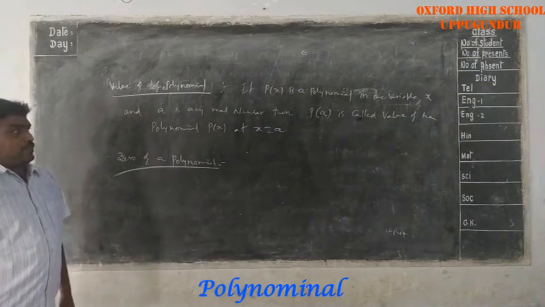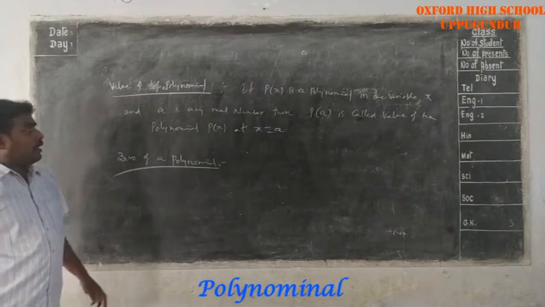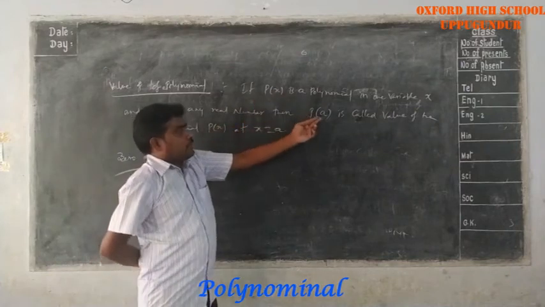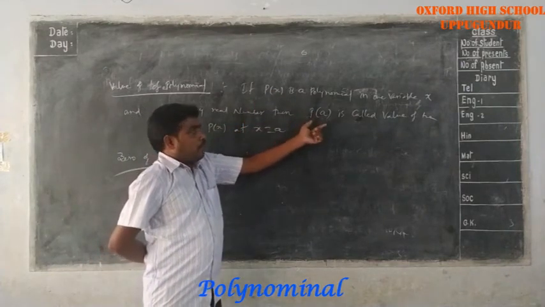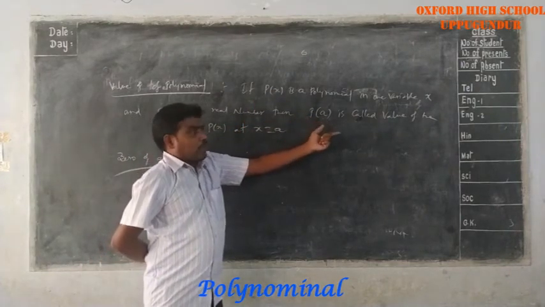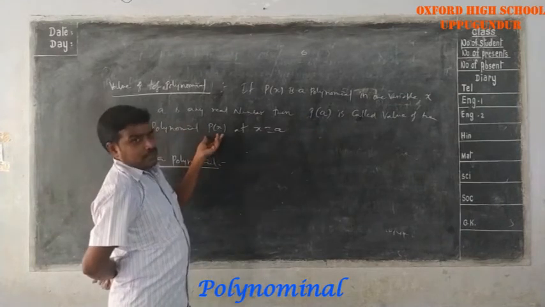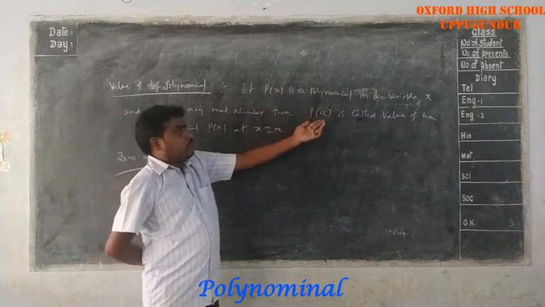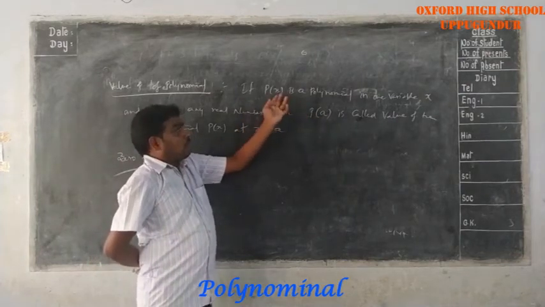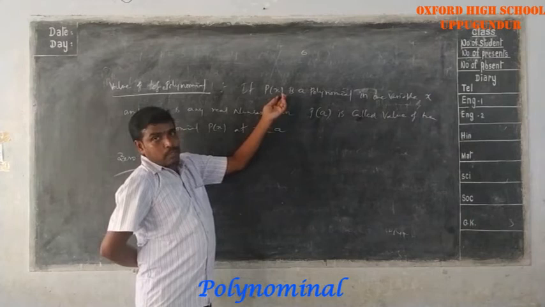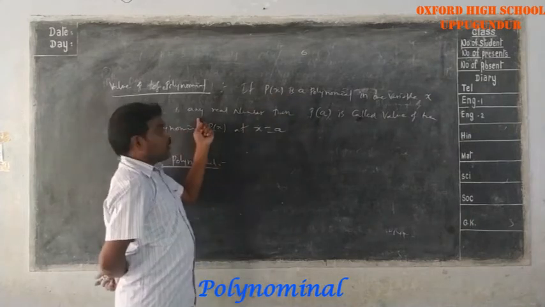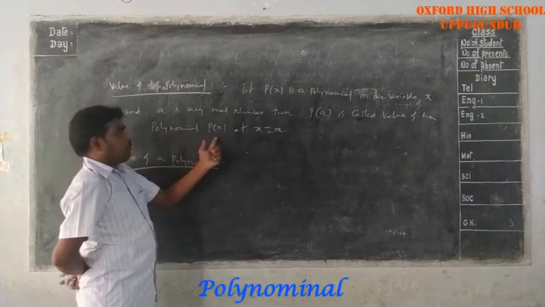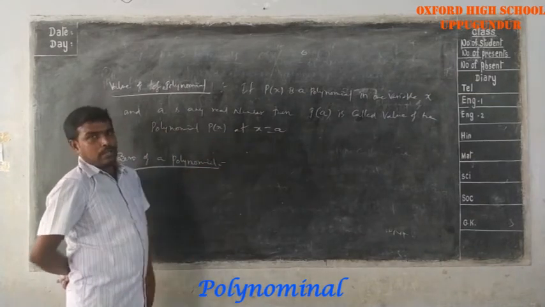So if P of x is any polynomial in one variable x and a is any real number, then in place of x when you are replacing that real number, P of a is called value of the polynomial P of x at x equal to a, because in place of x we are substituting a. So P of x is a polynomial in one variable x and a is any real number. P of a is called value of the polynomial P of x at x equal to a.